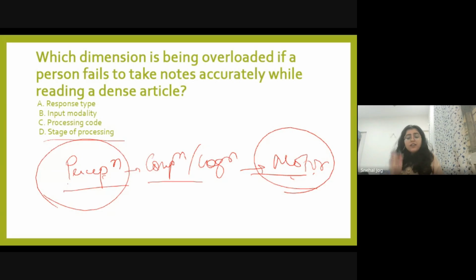It is not D because what does stage of processing say? That both the tasks are clashing because of them being at the same stage of processing. Here, taking notes is a motor task, whereas reading an article is a comprehension task. So both of them are at two different stages of processing. The reason why we are not able to do both of them correctly is because of the processing code and there being a clash in that. Yeah, I'll show you the table.